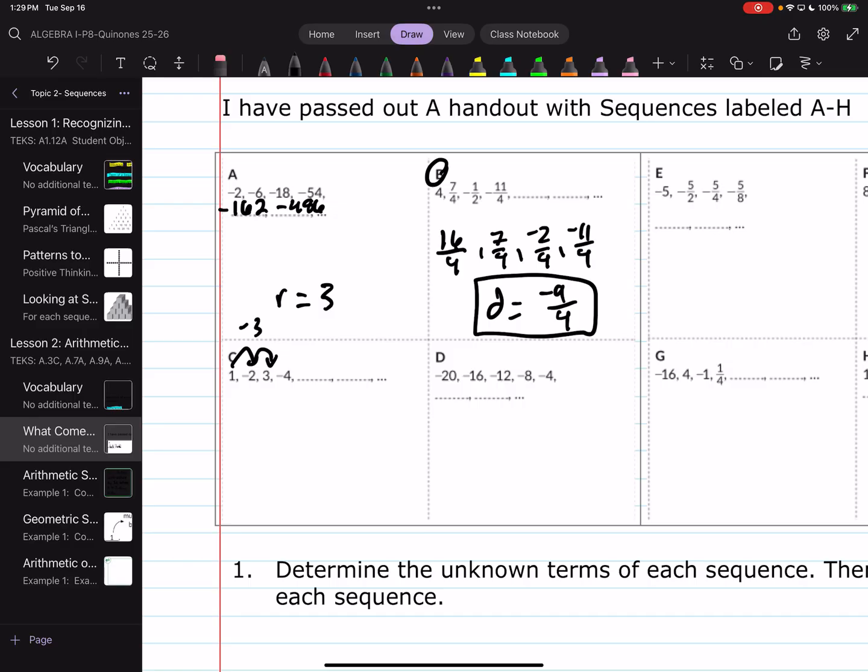Okay, let's try geometric. Can I multiply something to get to negative 2? Yes, I could multiply by negative 2. But does that rule work when I get to 3? No. So this isn't geometric either. So this is neither. But there is a pattern happening though, right? A very interesting pattern. What's my next number if I'm going based off this pattern? 5. Positive or negative? Positive. Good. What's my next number? Negative 6. Good.